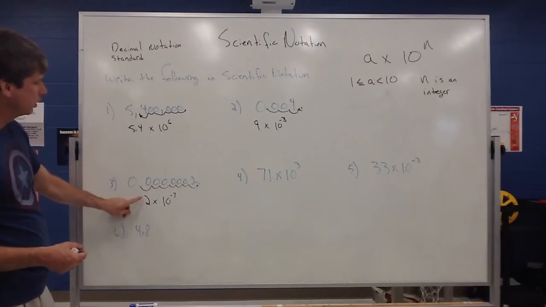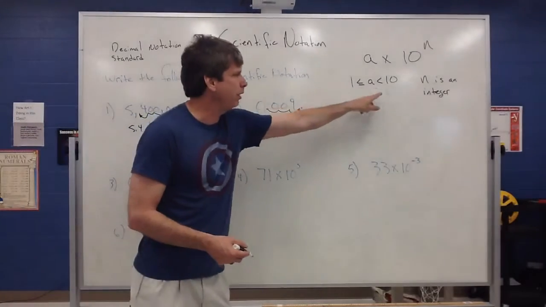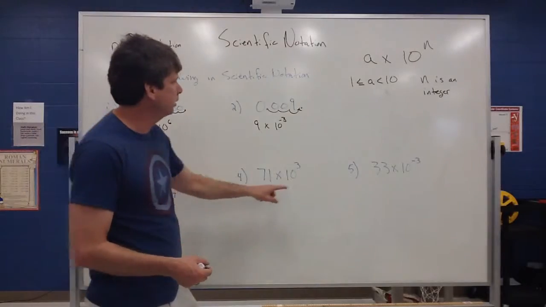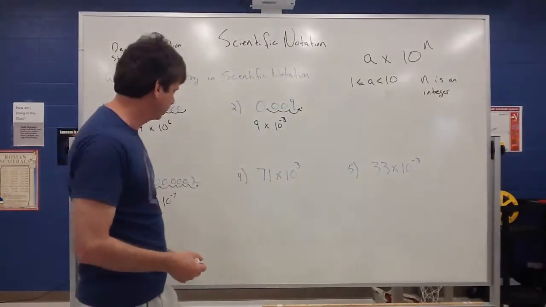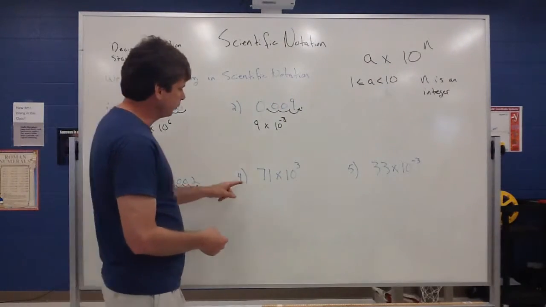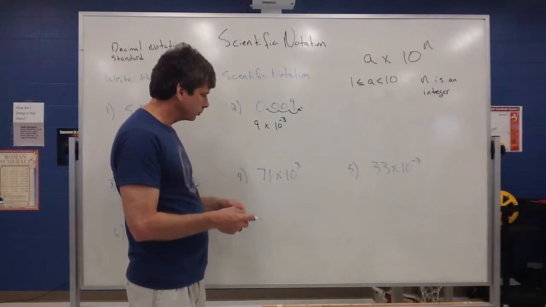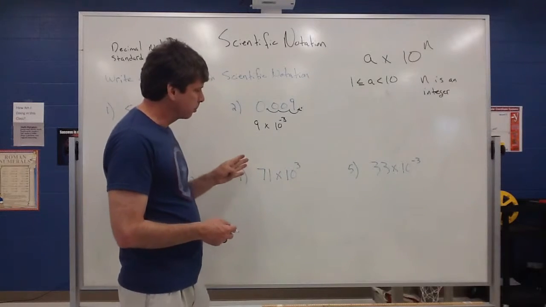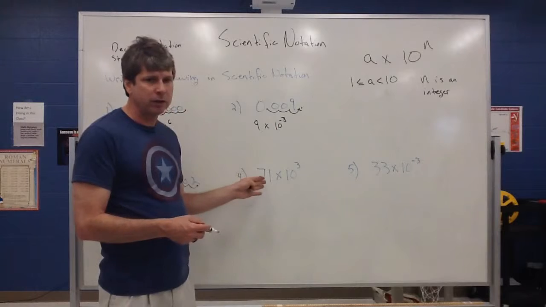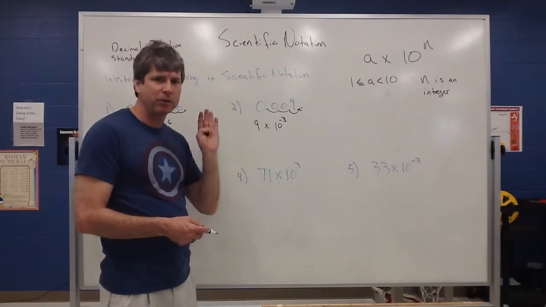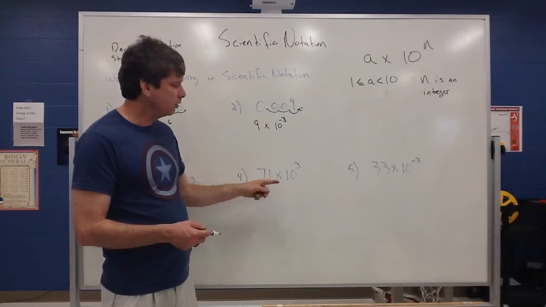So that would be correct because my A is between 1 and 10, and my N is a negative integer. So that checks out. So 71 times 10 to the 3rd. For me, that's not in scientific notation. What I want to do is maybe take a step back and then move a step forward. Let's put this in decimal notation.